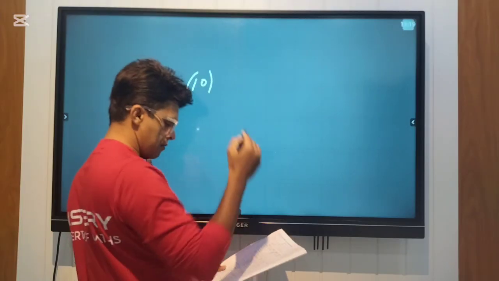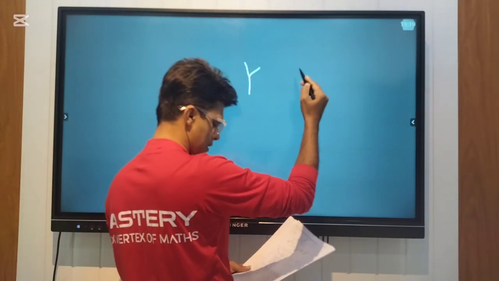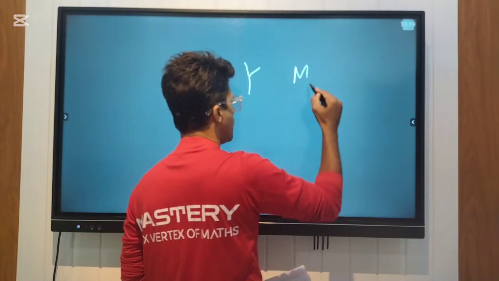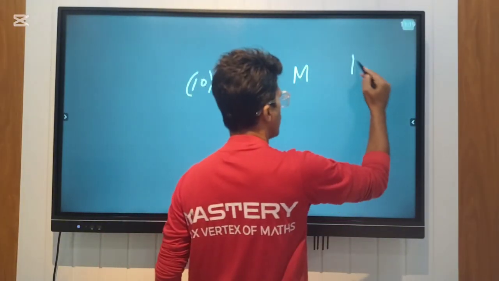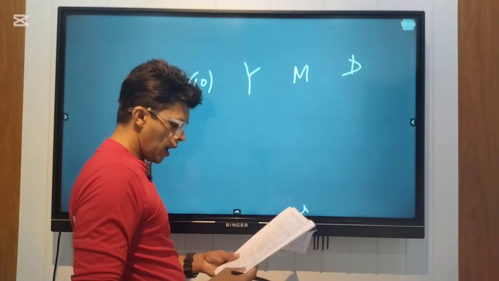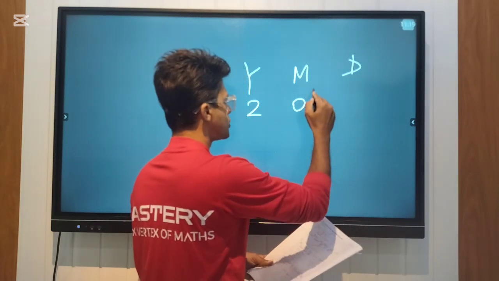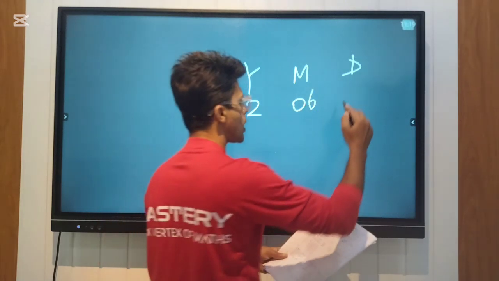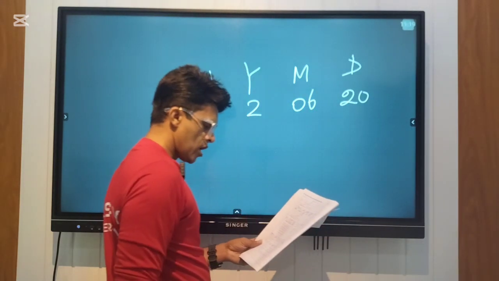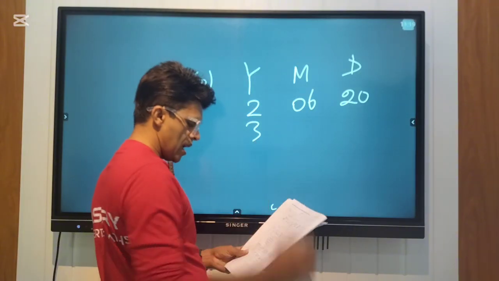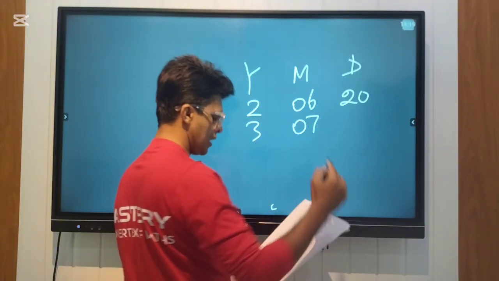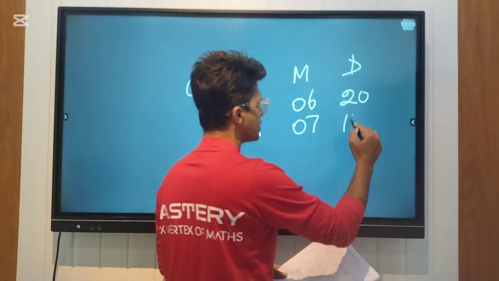Okay, so the 10th question is you have to add these values. The 10th question, add years, months, days. Here 06, 06, and here 20 days. Okay, 20 days. Here 3, here 7, here 7, here 15.